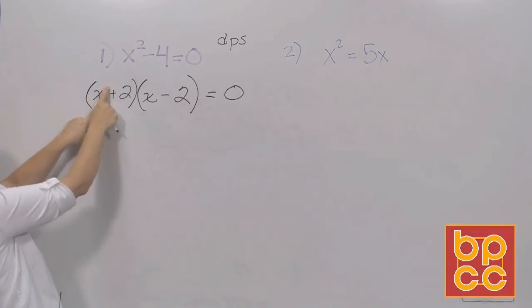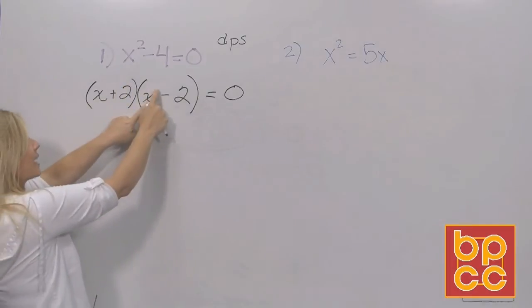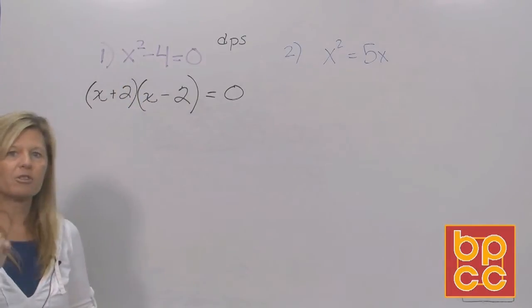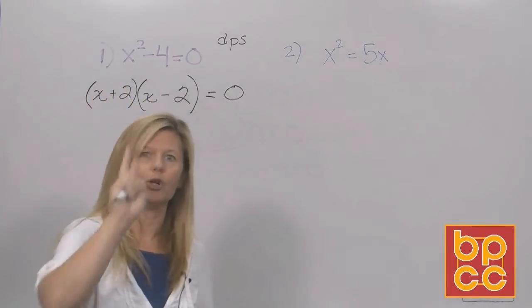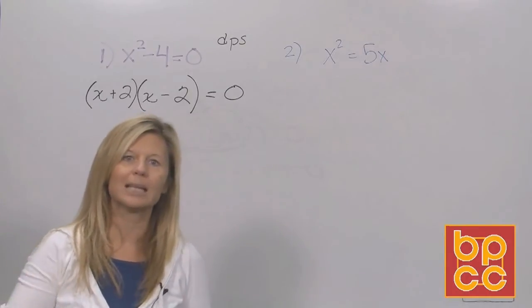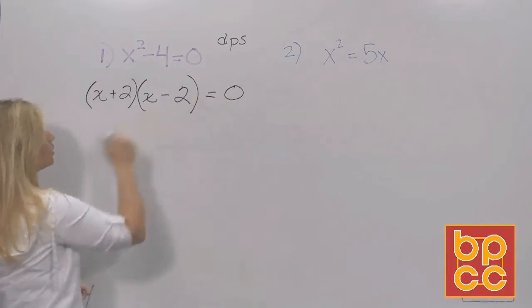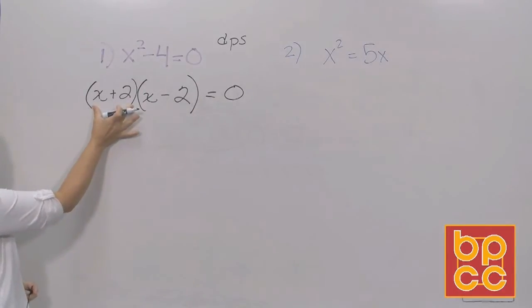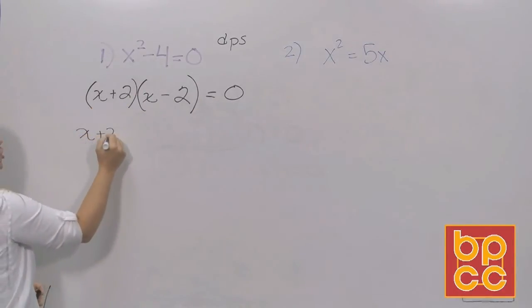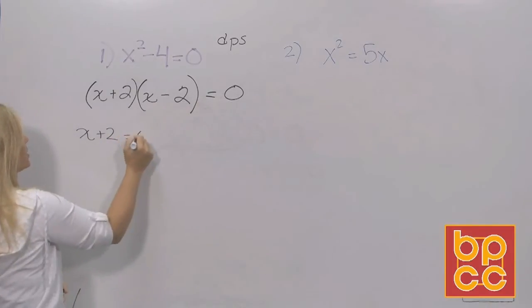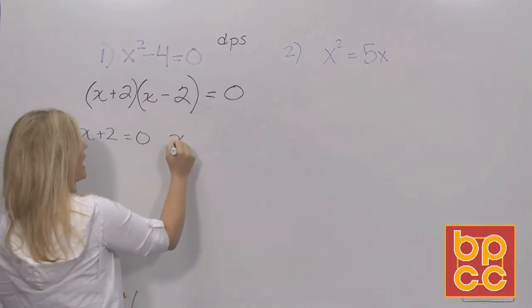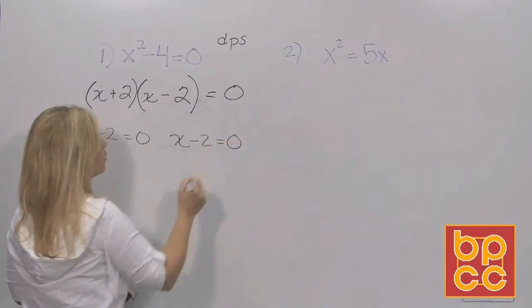This is x to the first, linear. This is x to the first, linear. But there's not one x, there are 2. So now you have 2 linear equations. And what you do is you set each of them equal to 0. So you take this first set, x plus 2, you set it equal to 0. You take the next set, x minus 2, you set it equal to 0.